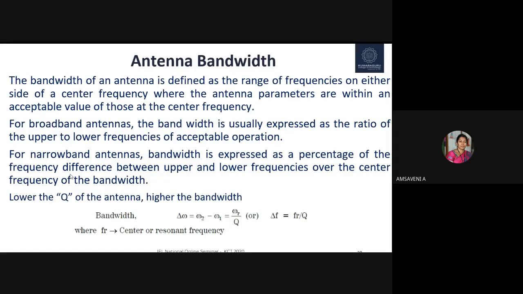And we have another parameter, the quality factor. Generally, for any antenna, the quality factor should be low. Then only you will get better bandwidth. We always prefer large bandwidth antennas. Then only can you transmit a large amount of data. The lower the Q of the antenna, the higher the bandwidth. And this is the formula which relates bandwidth and quality factor.